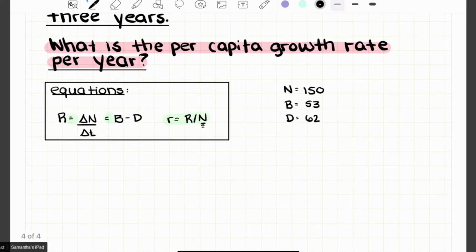First, to solve this problem, we eventually want to find this variable, but we don't have big R yet. So let's find big R so that we can plug it into our second equation. R is equal to births, which is 53, minus 62. And that's going to give us -9.